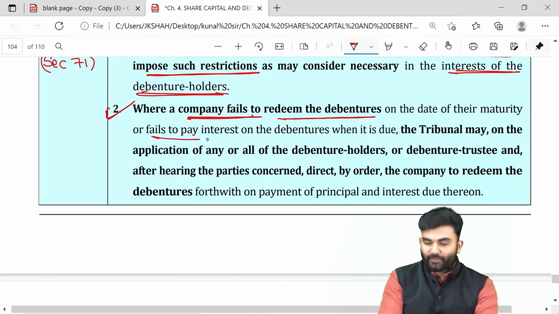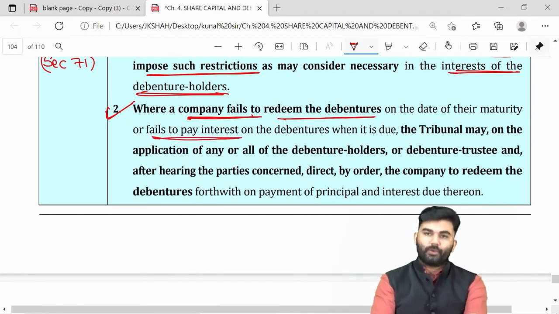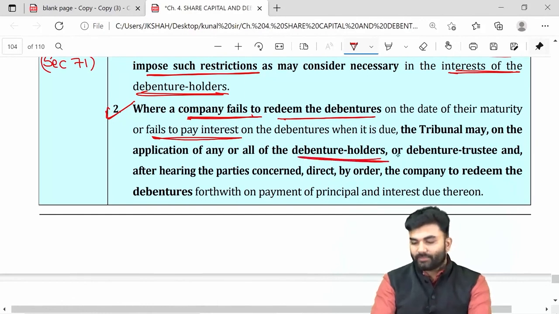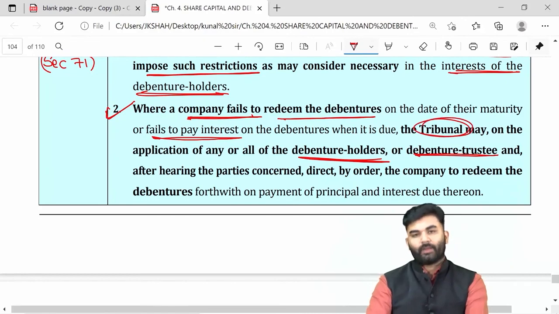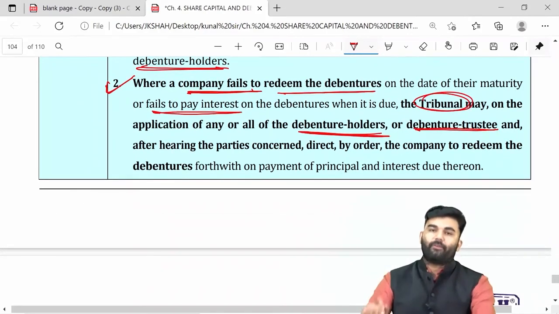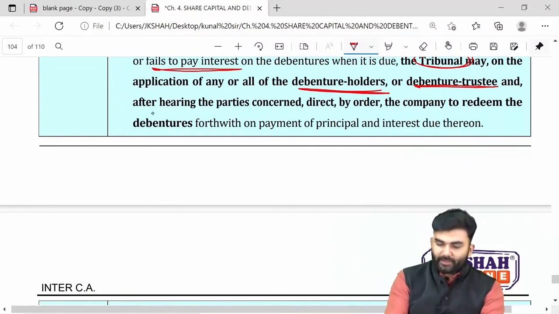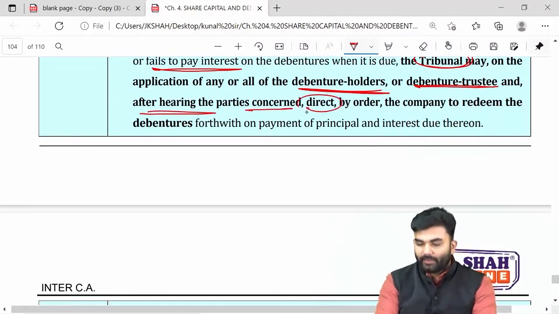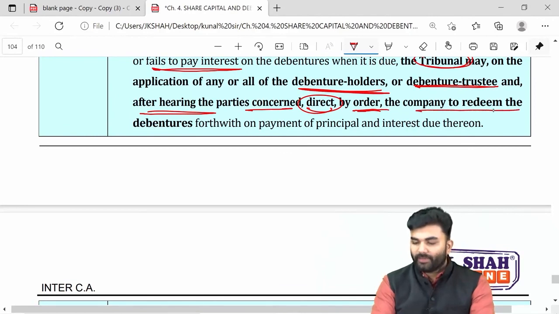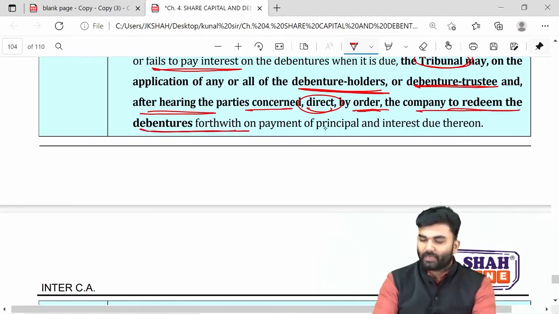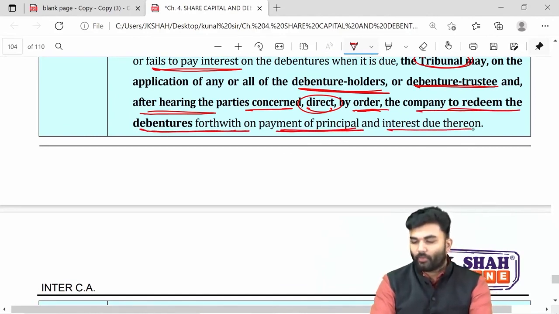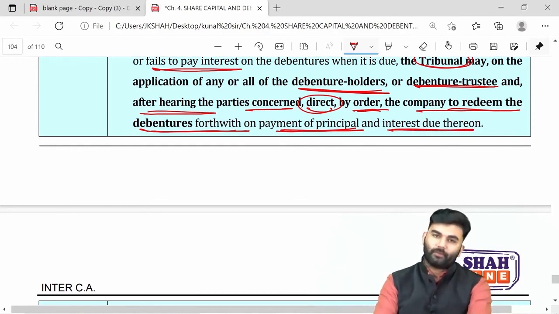The second provision over here says that if the company has failed to redeem the debentures, or has failed to pay the interest to its debenture holders, then either the debenture holders themselves or the debenture trustees will file an application to the tribunal that the company has made a default. Over here, the tribunal, after hearing the parties concerned, directs by order the company to redeem the debentures immediately on payment of principal amount and interest due thereon.